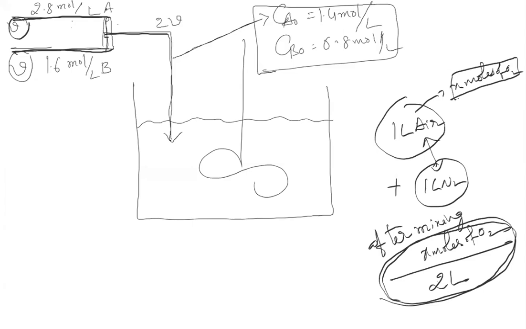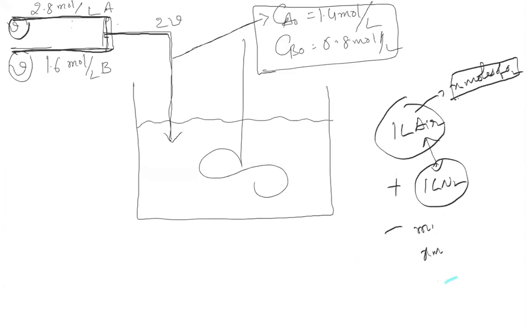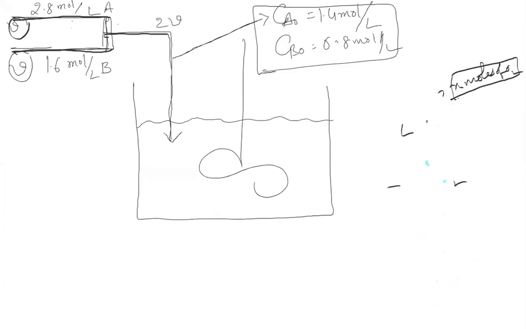So I hope everybody has understood. I'm taking out this. Both the volumetric flow rates are equal, given in the question. So that's clear. So the inlet concentrations are like this. Now the question is, which one is the limiting reactant here?